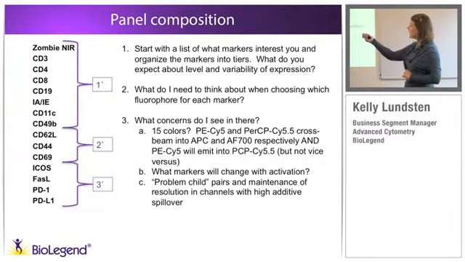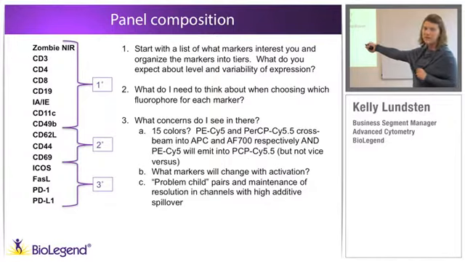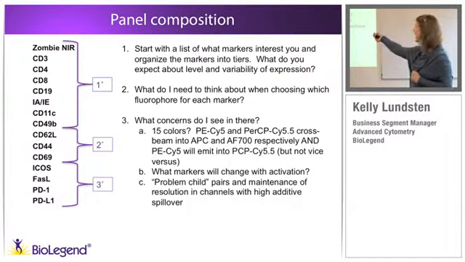You're also going to have significant cross-beam compensation of both of these fluorophores off of the red laser into APC and Alexa 700. That could cause you problems as well. So when that happens, my number one thought is that whatever cell type is expressing the marker that I'm using Alexa 700 on, I will try my best to not have a marker also on that cell that is co-expressed with PerCP-Cy5.5.